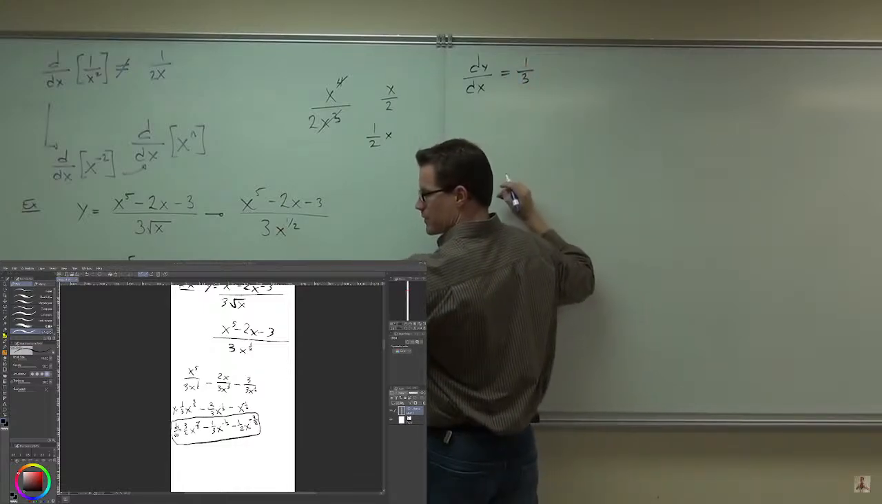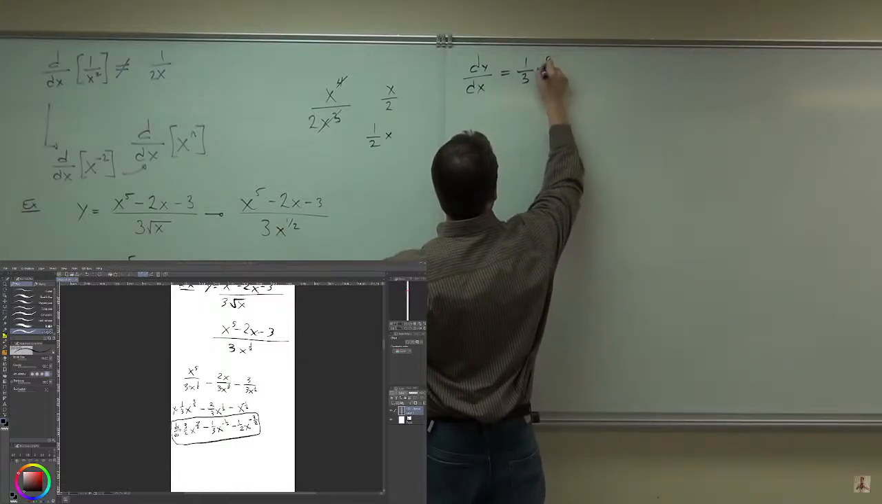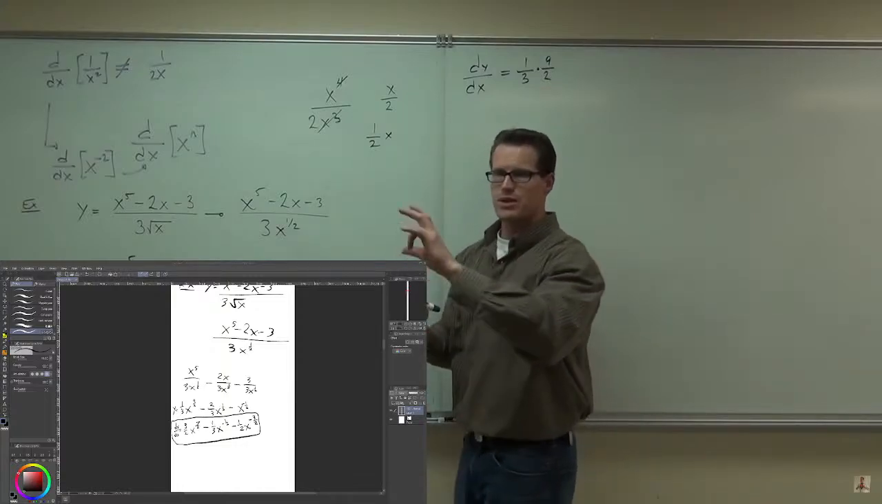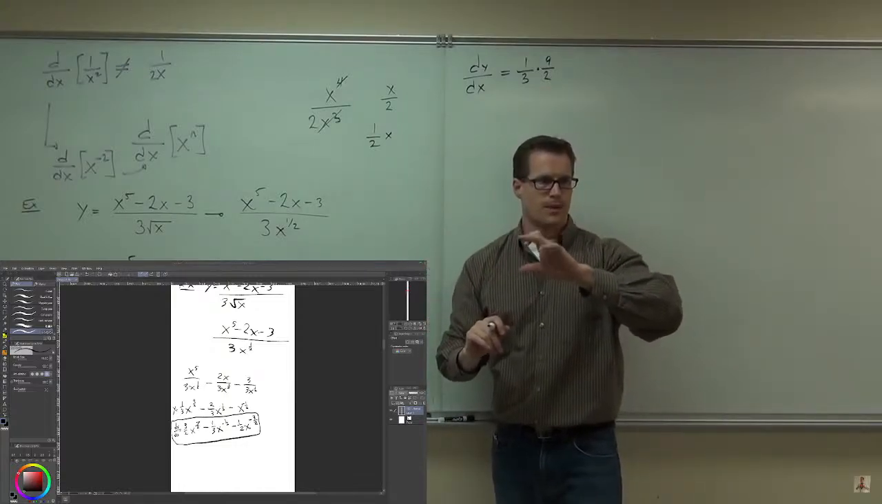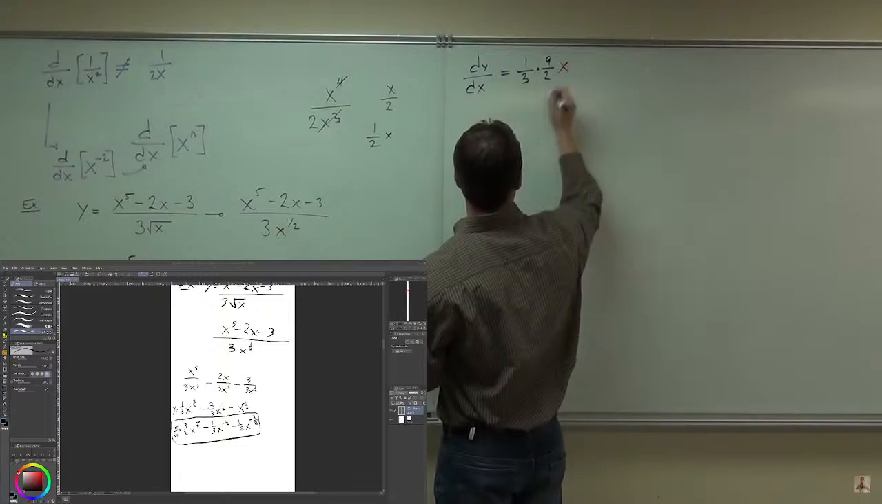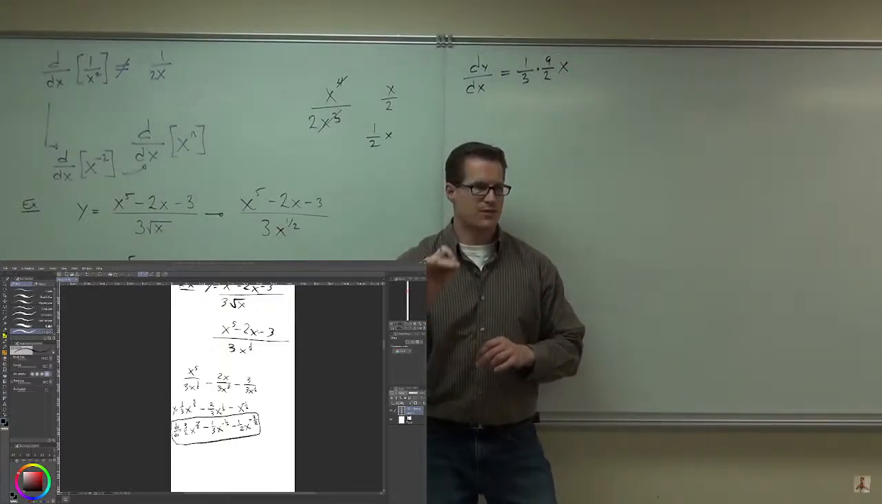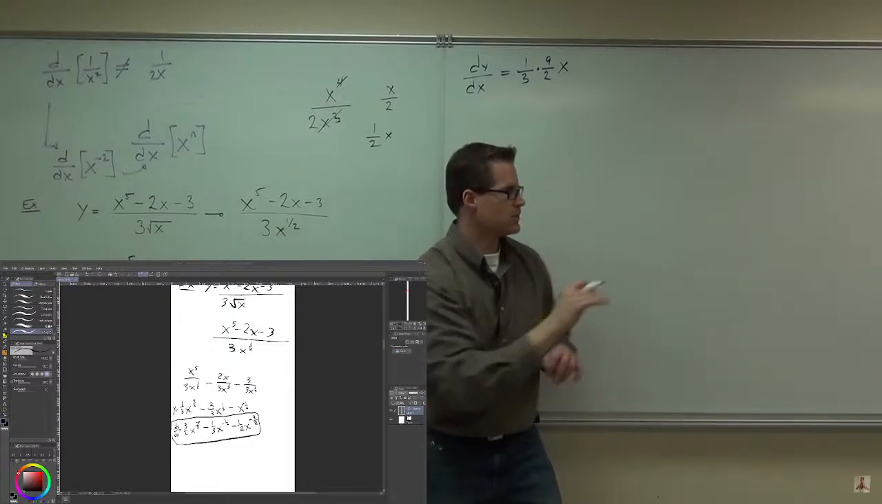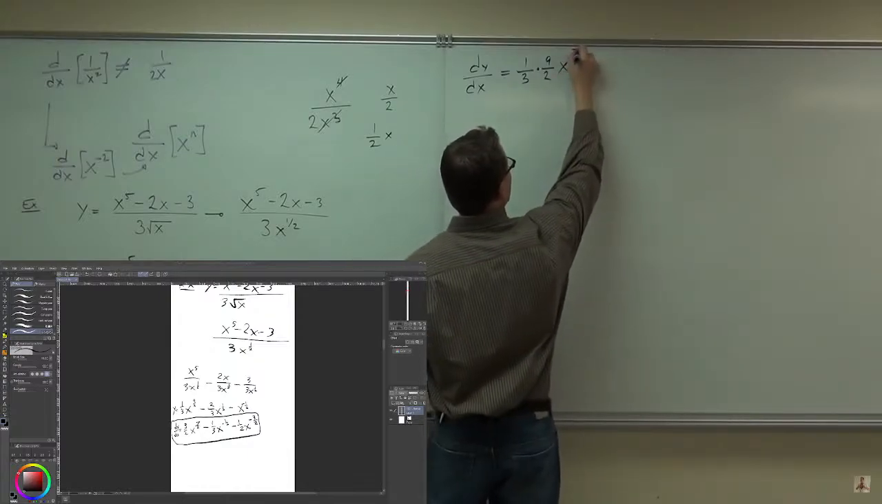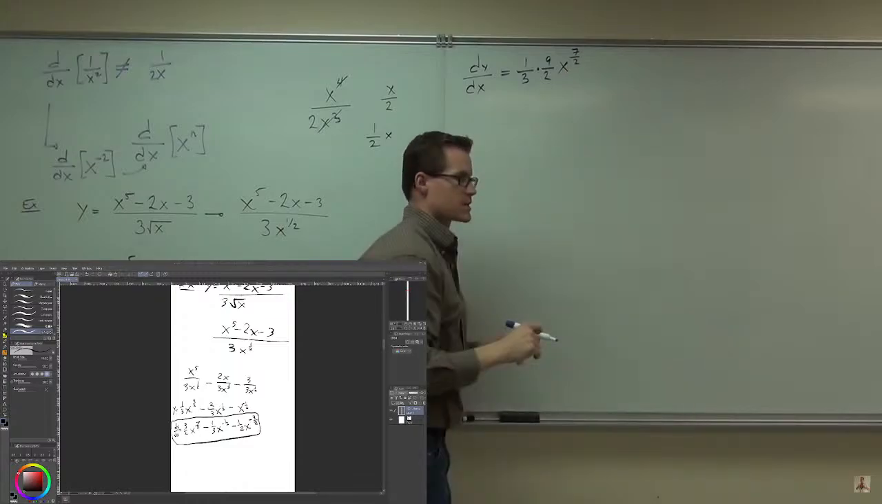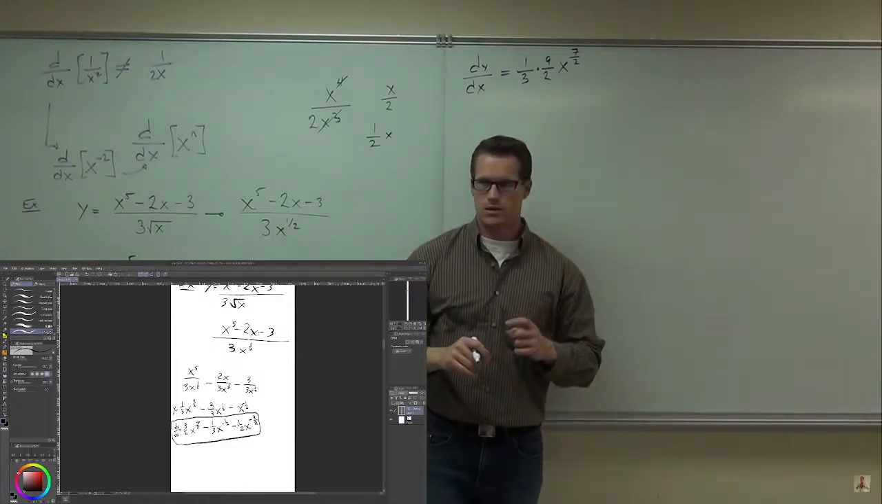I'll have the 1/3 times the 9 halves. You see where the 9 halves is coming from, ladies and gentlemen? Okay, I'm going to have x to the, I need to do 9 halves minus 1. That's going to give me 7 halves. Did you get 7 halves as well? Perfect. 7 halves.